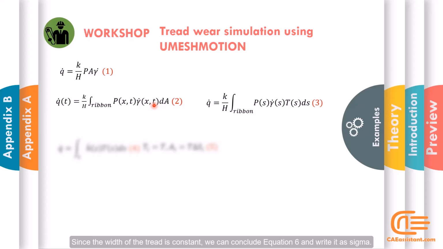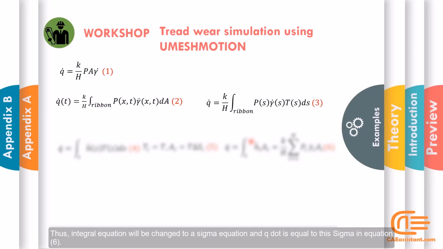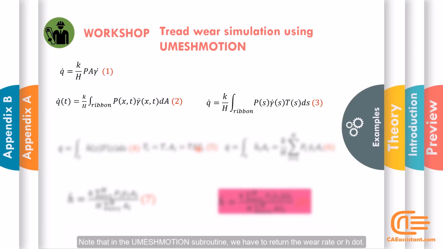Since the width of the tread is constant, we can conclude equation 6 and write it as a sigma. Note that Ti is equal to T and Ai can be equal to T multiplied by delta Si. Thus, the integral equation will be changed to a sigma equation and Q dot is equal to this sigma in equation 6. As a result, the H dot can be obtained from equation 7 and by placing equation 5 in this equation, equation 8 can be obtained. Note that in the UMESHMOTION subroutine, we have to return the wear rate, or H dot.